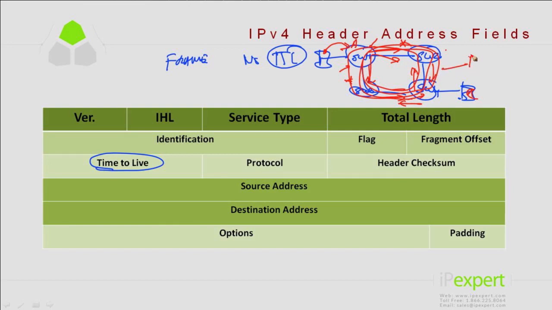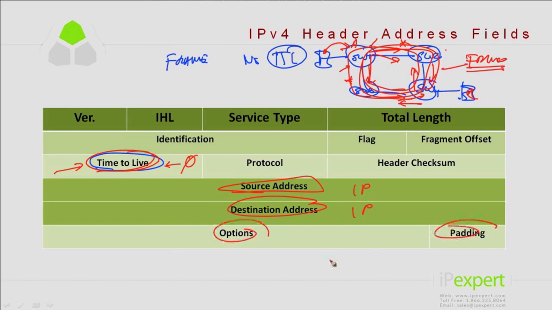Well, this is a problem when it comes to a frame, but when it comes to our IPv4 packet, we have this value of time to live, which means every time I go through a hop, I'm going to decrement my time to live. The moment I get down to 0, my packet is going to die. Now, notice also I have my source address, which is my IP address, and my destination address, which is also an IP address. And I have options, and I have the capability of adding padding.